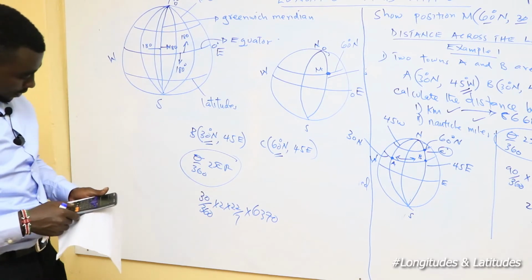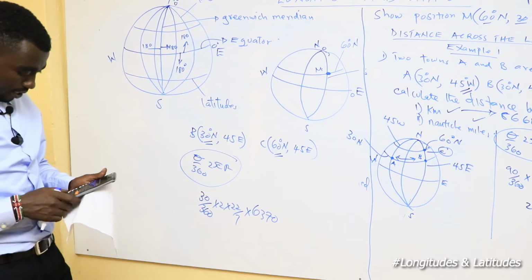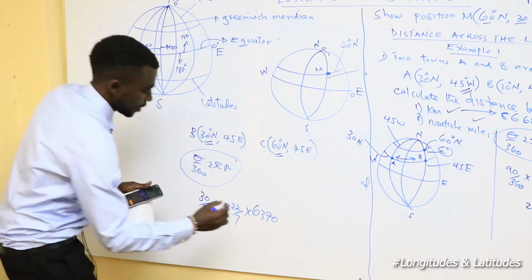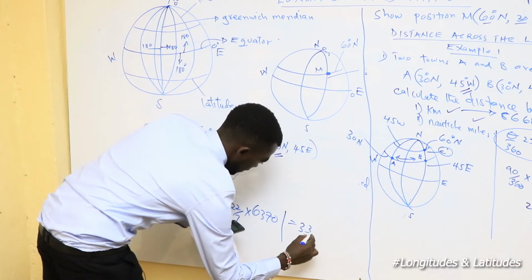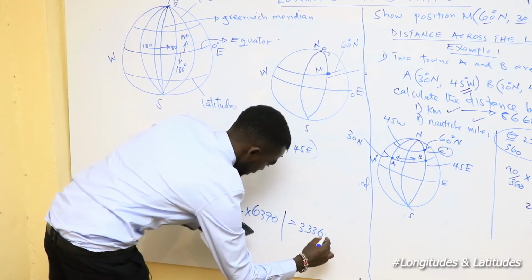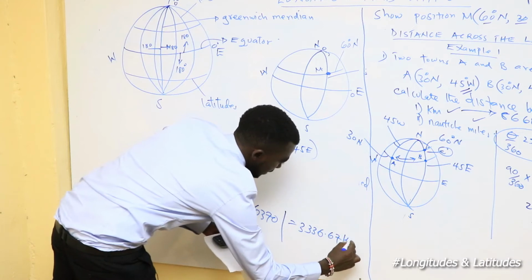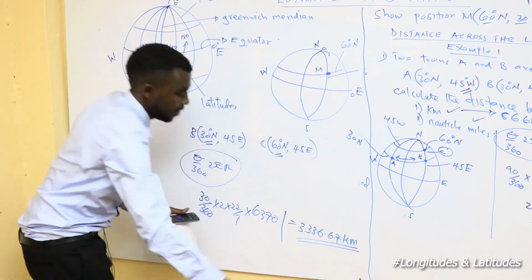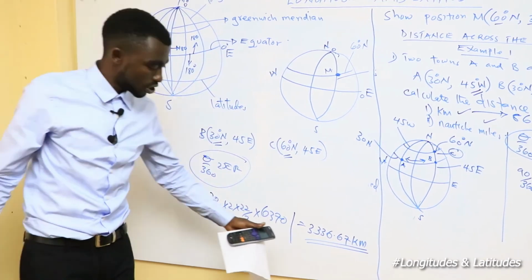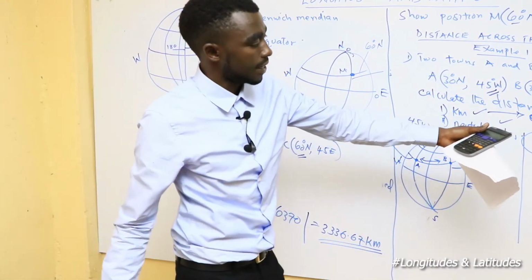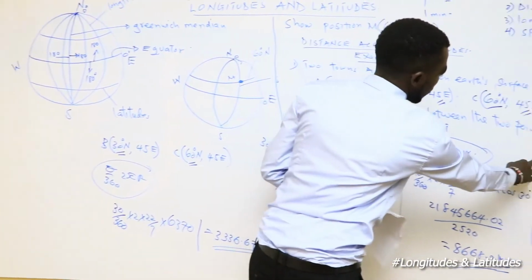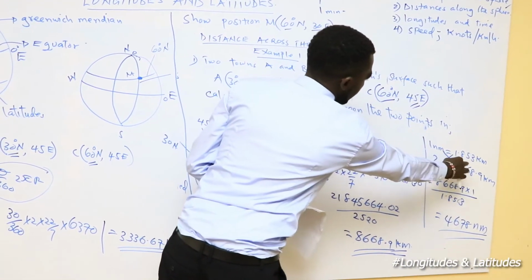Then we divide by 360 times 7, that is 2520. And you get the answer is equal to 3,336.67. That's the distance in kilometers. To convert this one to nautical miles, you just need to use this relation of 1 nautical mile. 1 nautical mile is equal to 1.853.